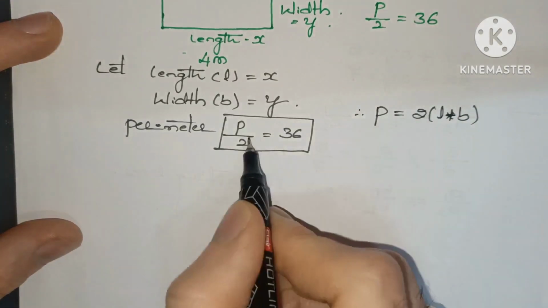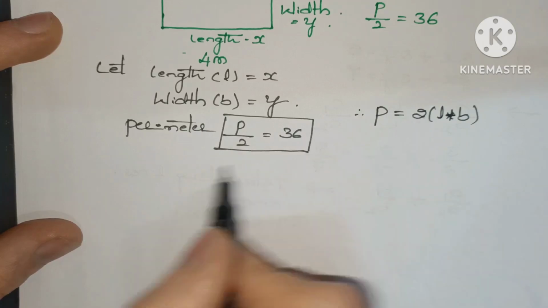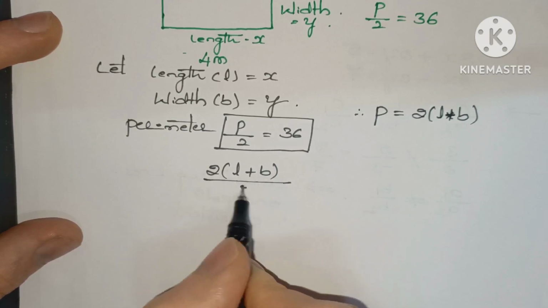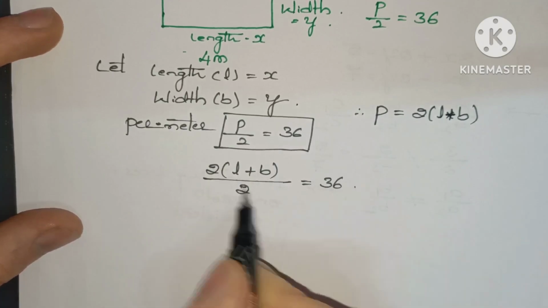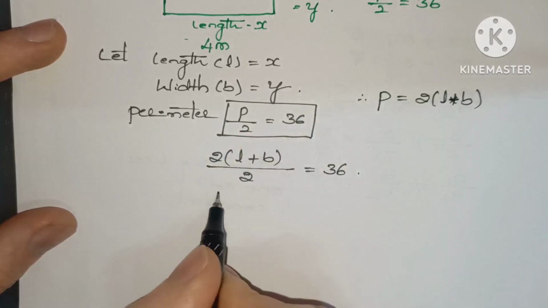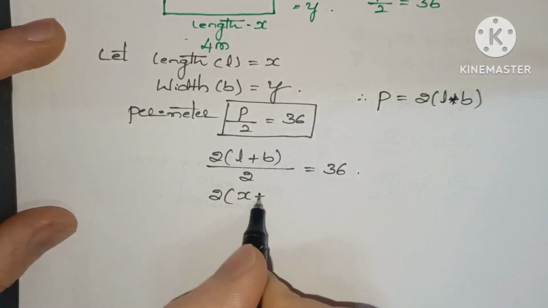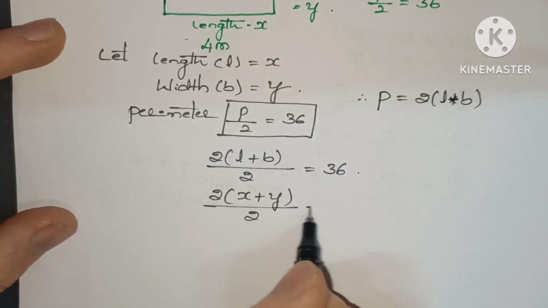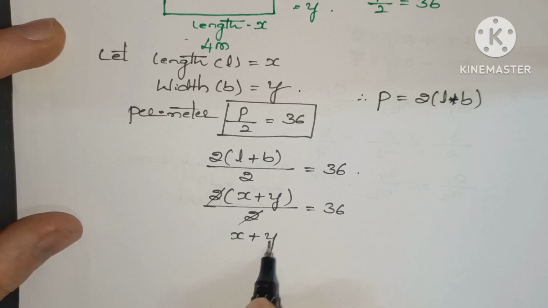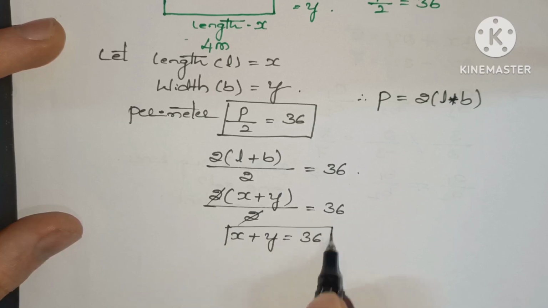Now let's substitute this in here. In place of perimeter, we put 2 into length plus breadth, divided by 2, is equal to 36. Now removing L and B, we put the variables: 2 into x plus y, divided by 2, is equal to 36. And now these two get cancelled. Now what we get is x plus y is equal to 36. Call it equation number 1.